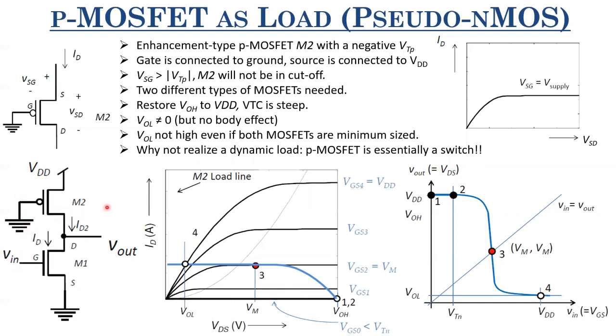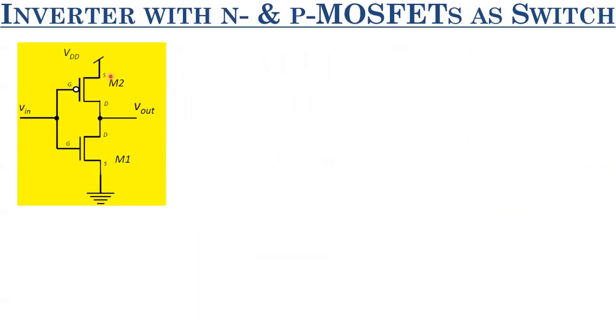So why don't we do that? Instead of utilizing this as a load, why don't we connect this to the input and then see what happens? So that configuration where N MOSFET and P MOSFET both are acting like switches, where this P MOSFET is at the top and N MOSFET is at the bottom, this is called a CMOS inverter.